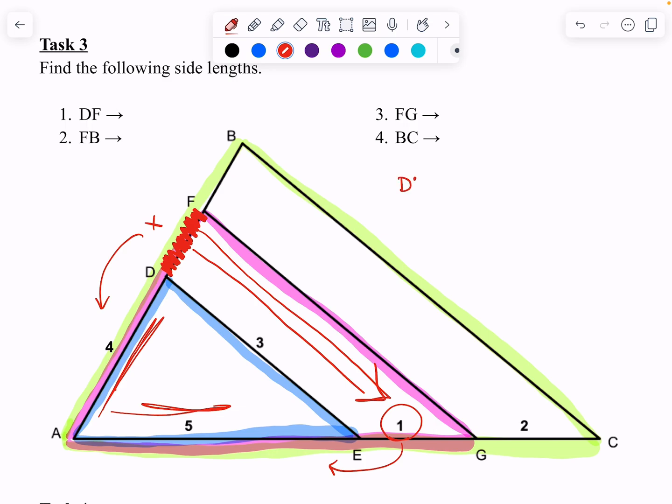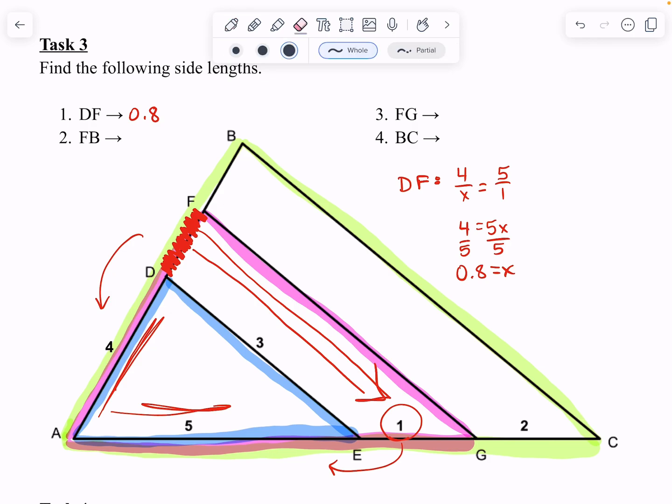So for DF, I'm going to do, let's see, our part to part. So 4 to X, I went to the blue and then out, and then 5 to 1. So when I do that math, I get 4 equals 5X. And when I divide by 5, I get 0.8 equals X. So DF is now, I'm going to erase my X, and I'm going to put in that DF is 0.8.